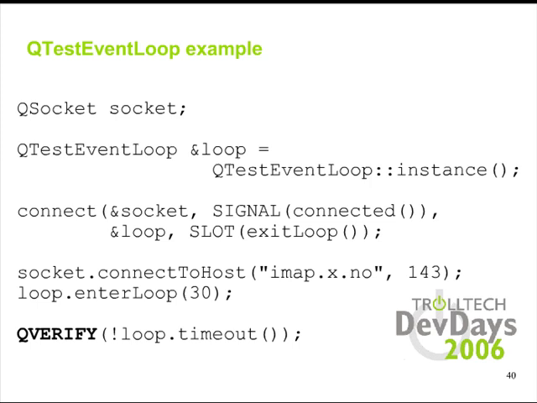What will happen is that this is asynchronous. So in the back, it will try to connect. And here I say enterLoop with 30 seconds maximum. So in here I will spin my little local event loop. It will spin, it will spin, it will spin. At some point, imap.x.no is connected. The socket will emit the connected signal and the exitLoop will be called. So here we continue execution. And here we check loop.timeout. A stupid name, it should be wasTimeout or isTimeout or something. Anyway, we can check whether the loop has timed out, because if 30 seconds pass, then of course the loop would run into a timeout, so our test would fail. If the socket is connected to imap.x.no before 30 seconds pass, this will be false, so our test will continue executing. And we can start using imap.x.no.